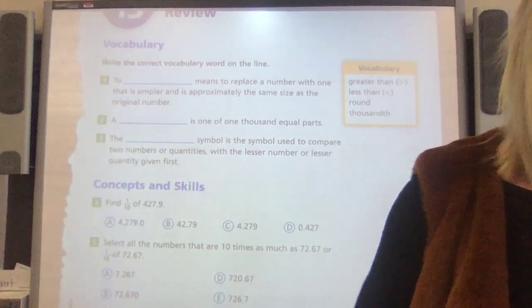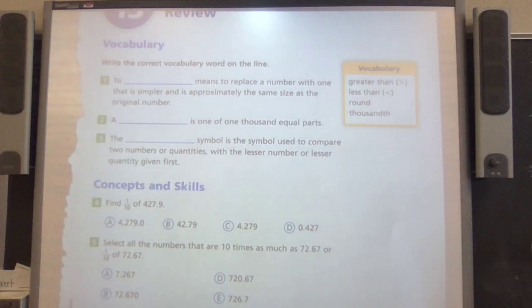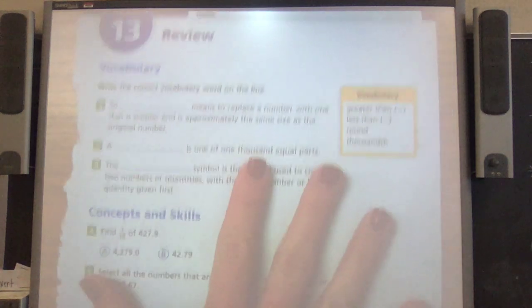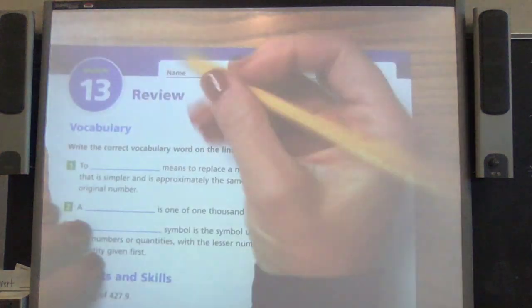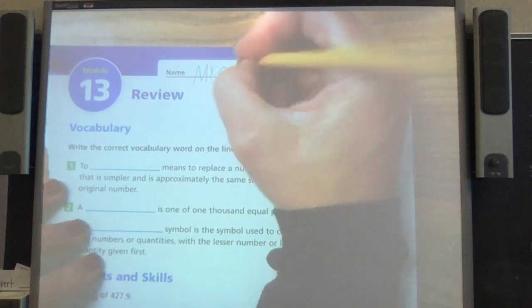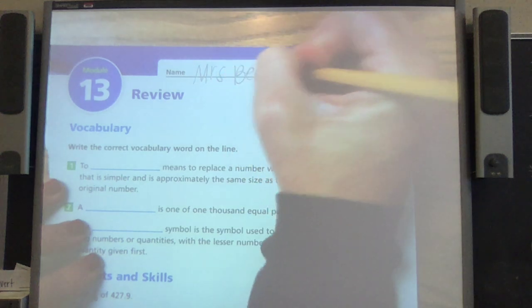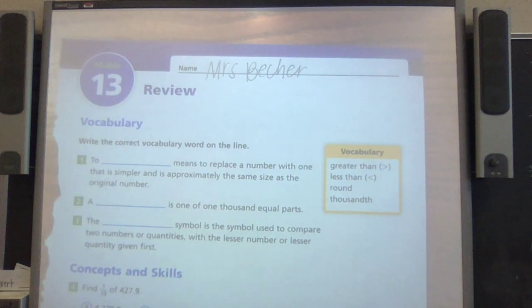Girls, today we are going to review chapter 13, where we have begun decimals. You know, I've been so excited about that. So, make sure first of all you put your name on it, Shug. We want to turn these in and get a good grade.